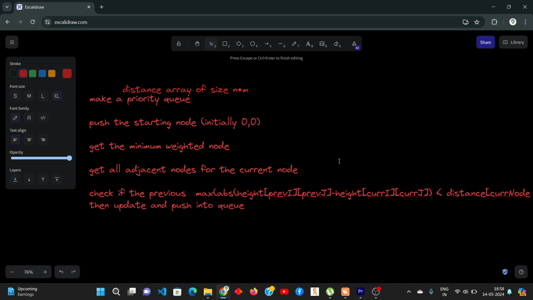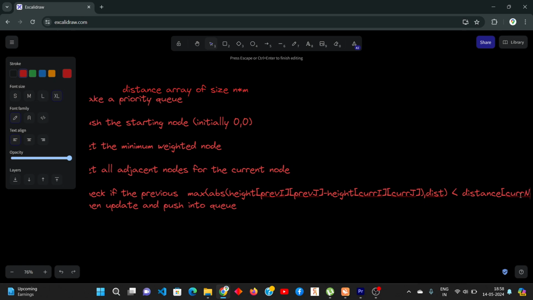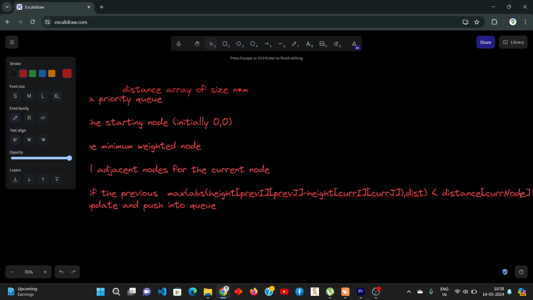So we have to subtract it to get the ABS value of the current effort, and we have to keep it max with whom, that is the previous distance. If this condition satisfies, and also we have to check this value should be less than the distance matrix, then we can update the distance matrix as well. So what will be the distance matrix?